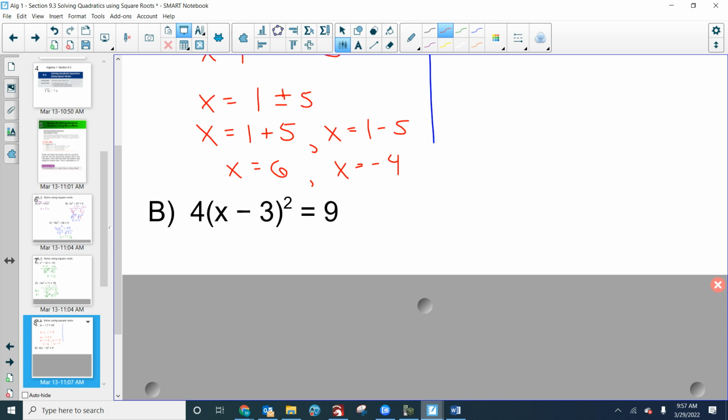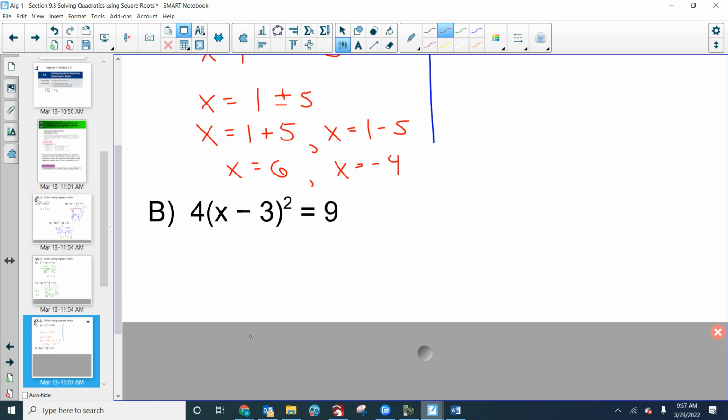What should I do first? I should not square root first. There's something to unwrap first before that. Divide by 4, on both sides. (x minus 3) squared equals 2.5. Oops, 2.25.